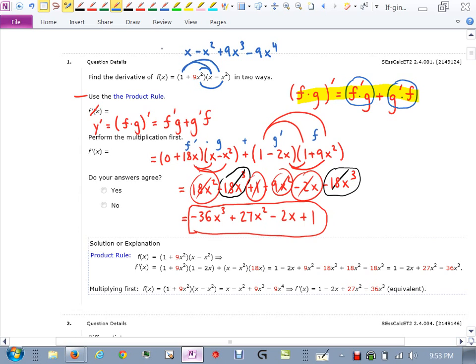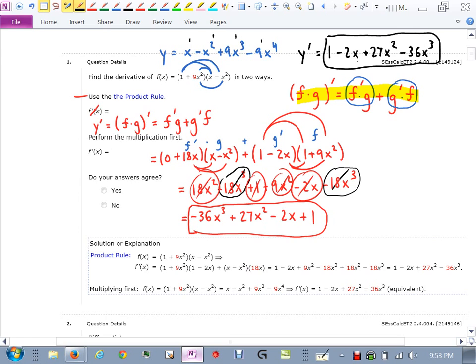Now, if I look at that as being my y, and I say find the derivative, then the derivative would be the derivative of each of these terms. So derivative of x is 1, derivative of negative x squared is negative 2x, derivative of 9x cubed is 27x squared, and derivative of negative 9x to the fourth is negative 36x cubed, which, as you can see, matches exactly what I got here, just a different order, but it's the same expression.